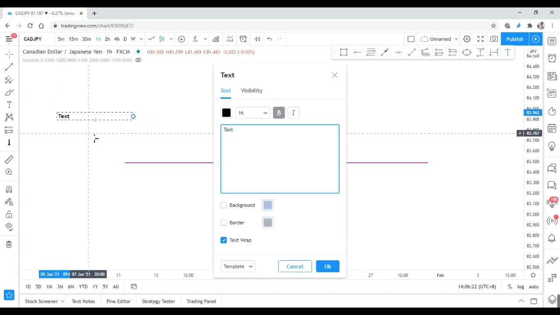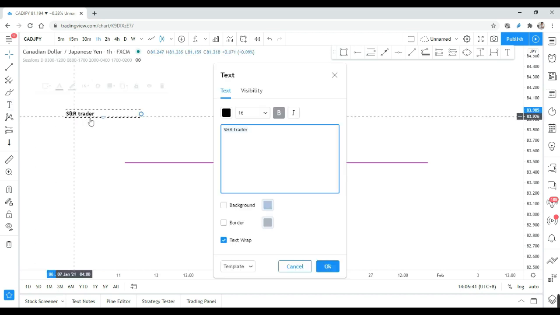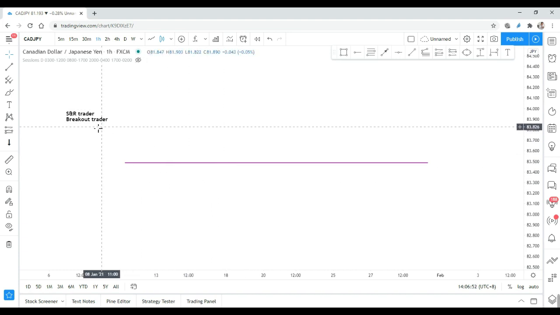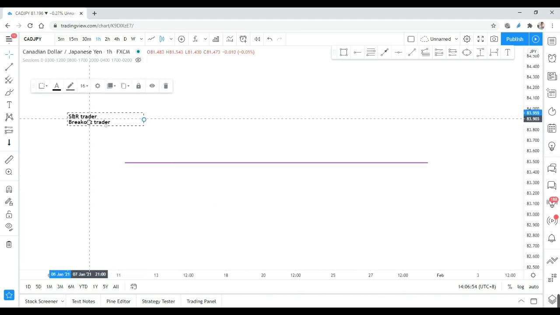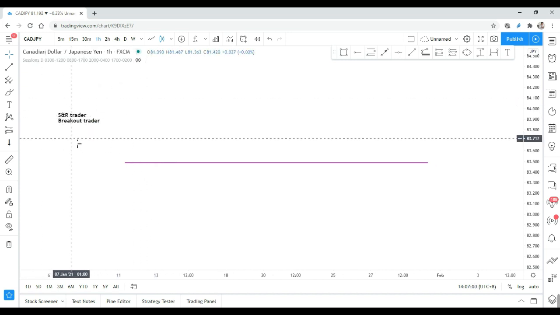First of all, we have two typical kinds of traders out there. The first one is the SNR trader. So what is SNR? Support and resistance trader. And the second one is the breakout trader. This is the typical kind of trader, or what most retail traders will do, their method or their system, whatever it is.